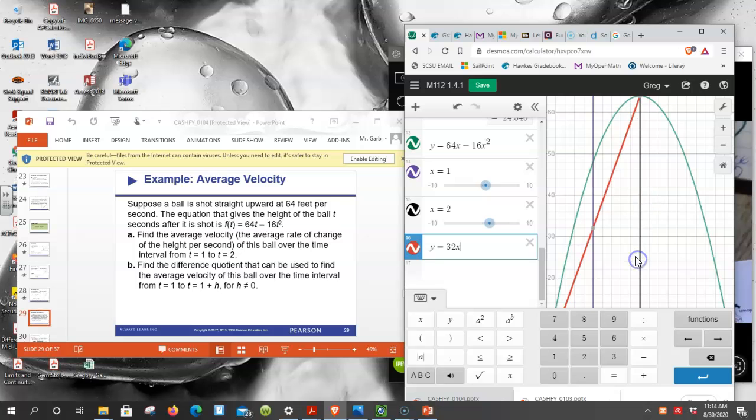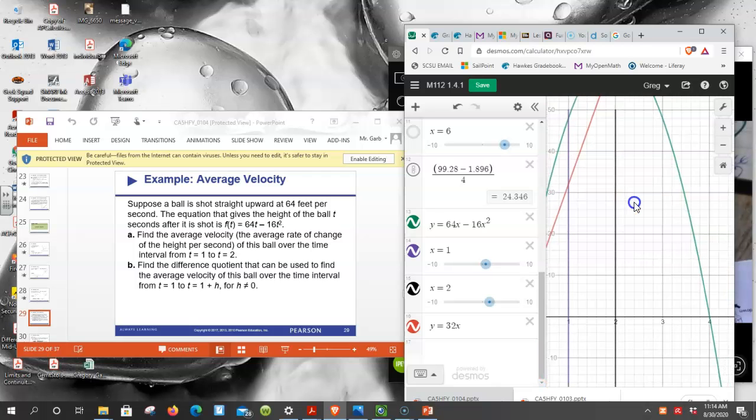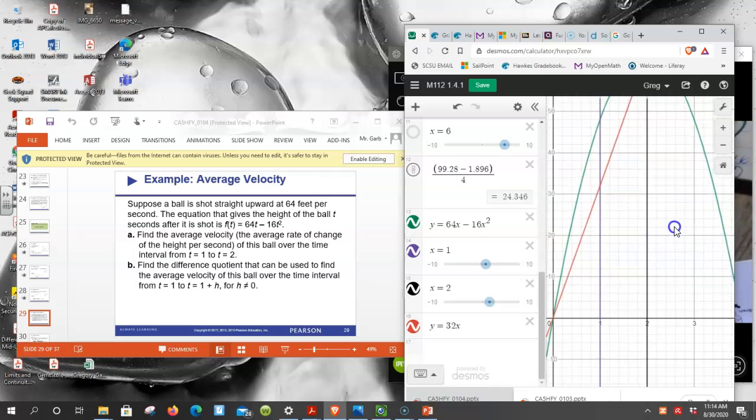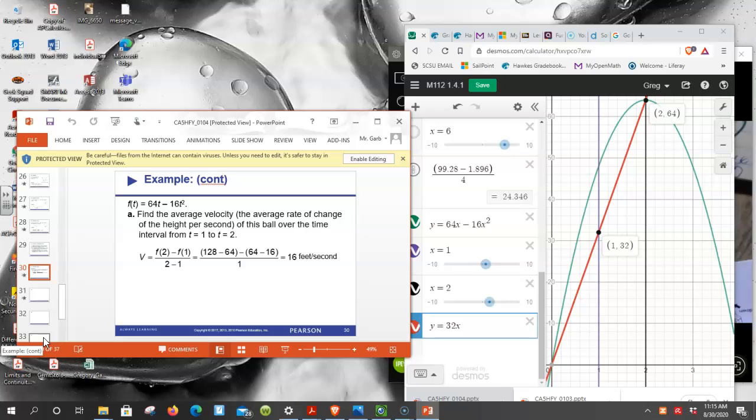So you can see that the red line approximates how much it changes. This right here is the x-axis. There's the origin right there. So the red line approximates how the green line is changing from time 1 to time 2. Just want to show you that that's the secant line right there. All right. So average rate of change is 32. So on average, it's changing about 32 feet per second during that time. That's what that means. Did we miss something?